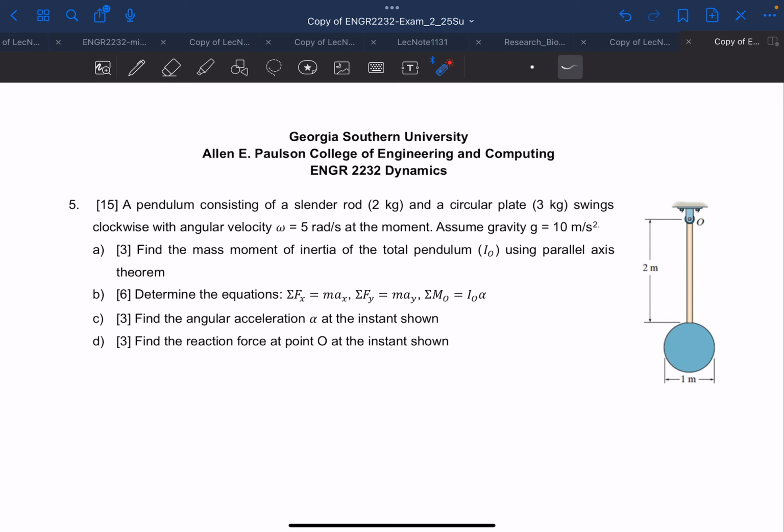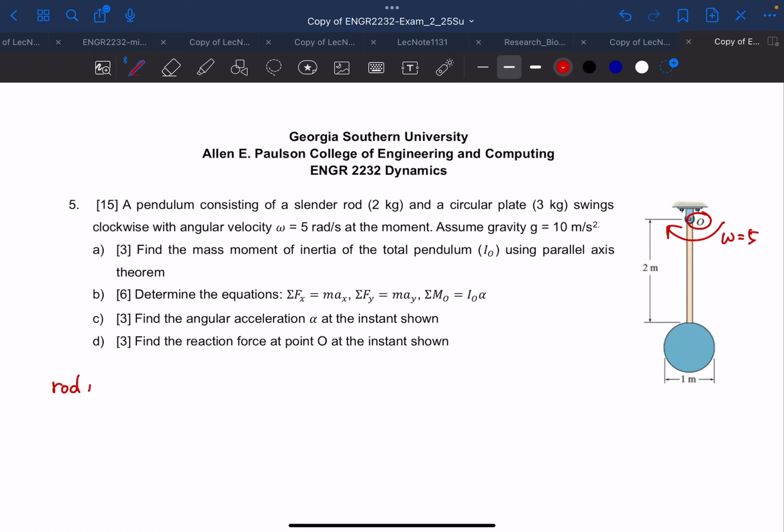And the pendulum has a slender rod, 2 kilogram, and a circular plate here, 3 kilogram, and it swings clockwise, so it is swinging in this direction, like that. And omega is 5 radian per second. Assume gravity is 10, and we want to find the mass moment of inertia of the total pendulum against this point here using the parallel axis theorem.